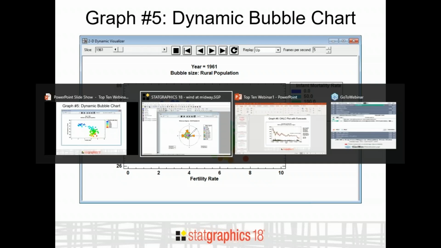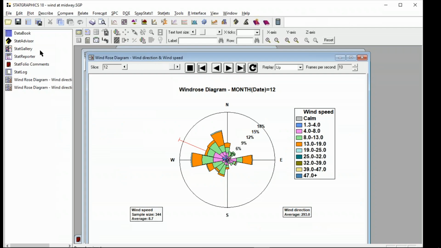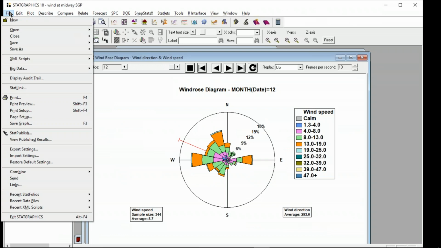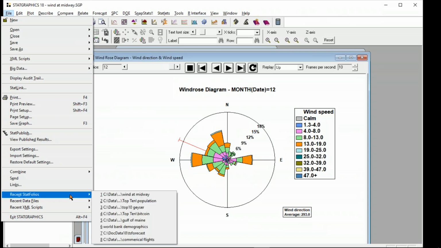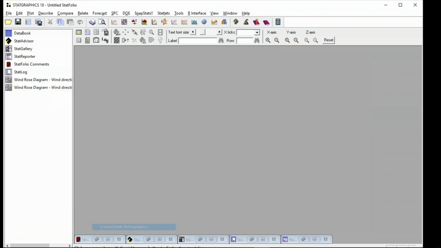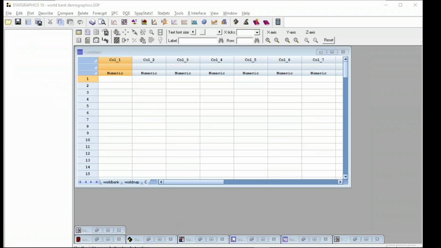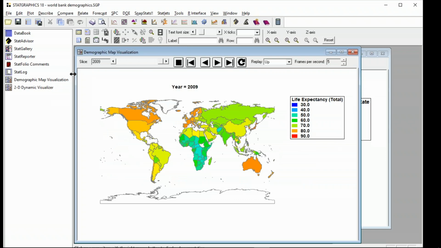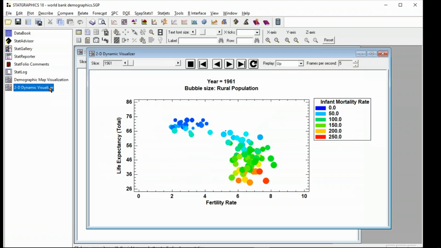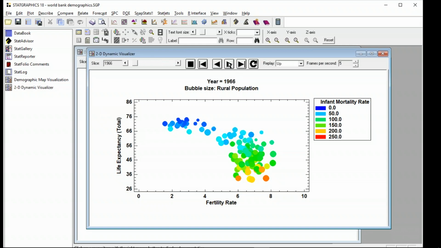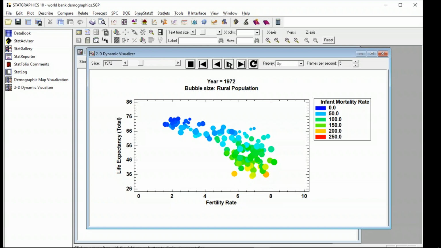Now, this is another statlet, the way we've implemented it in Statgraphics, so I can add some animation to it and watch how things have changed over time. So let me open up my World Bank demographics Statfolio. There we go. That's what the world looked like in 1961. I'm now going to let it change year by year, and you'll be able to watch how the world has changed.